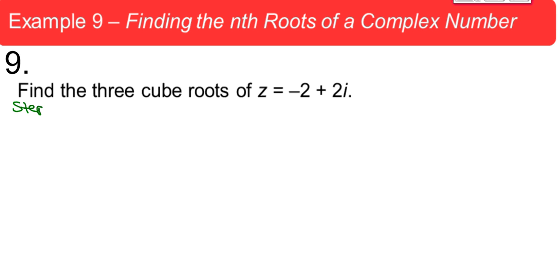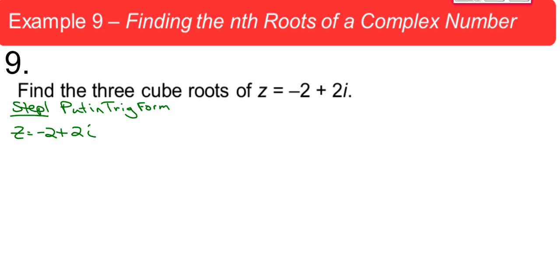So our step 1 is put it in trig form. And that's something you have to do in this chapter anyway, correct? Put something in trigonometric form. And I guarantee that is on the test, putting things in trigonometric form. So our z equals -2 plus 2i.